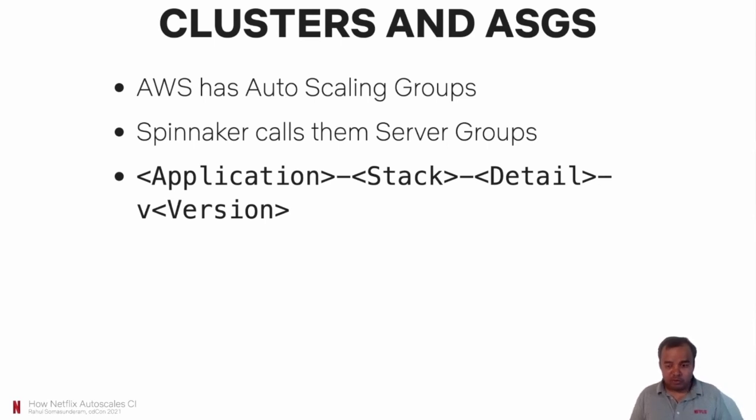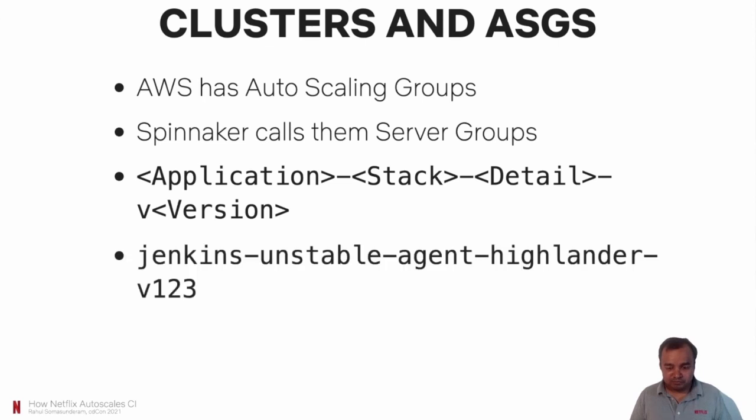We perform immutable deployments. If we want to update a package, we bake a new Amazon machine image and start rolling it out. So each cluster will have multiple server groups representing the version. In this example, Jenkins is the application, Unstable is the stack, Agent Highlander is the detail, 1, 2, 3 is the version. That whole thing is the name of the server group. The cluster is Jenkins Unstable Agent Highlander. The version is not part of it.